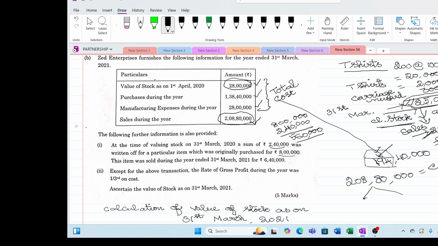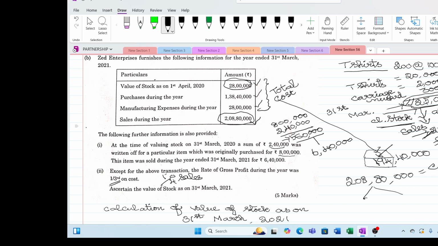In this opening stock, I'm having an item costing 5,60,000. This was sold out for 6,40,000. Only one item they are saying that this is sold for 6,40,000. Other items were sold at a uniform gross profit margin that was 1/3 on cost. All of you know that, 1/3 on cost. I need not explain. 1/4 on sales. Some other day we will be explaining that also if some of you are not understanding.